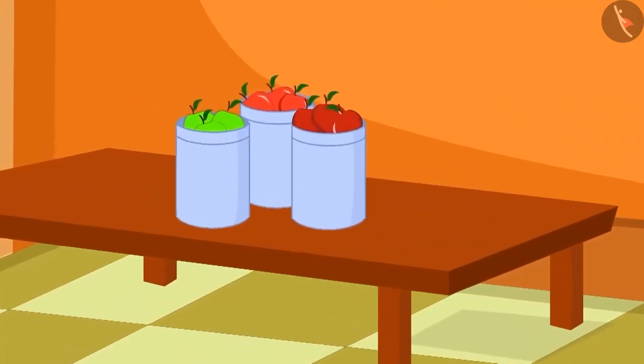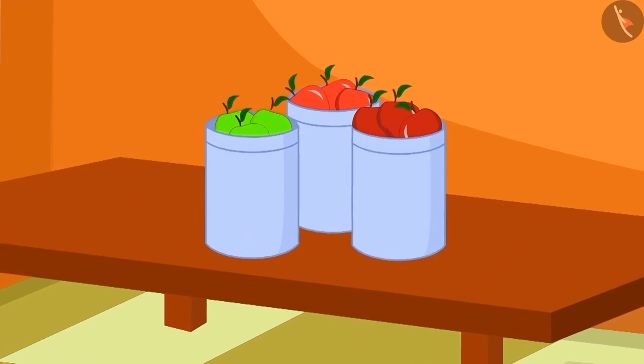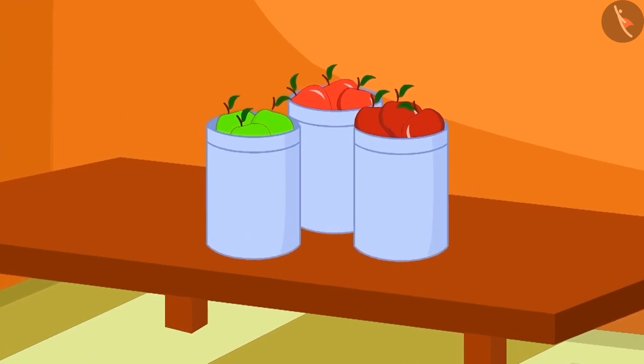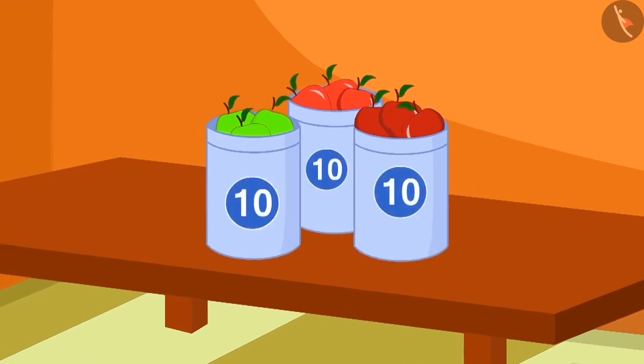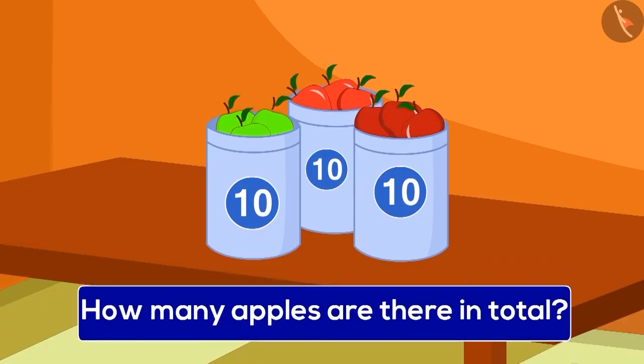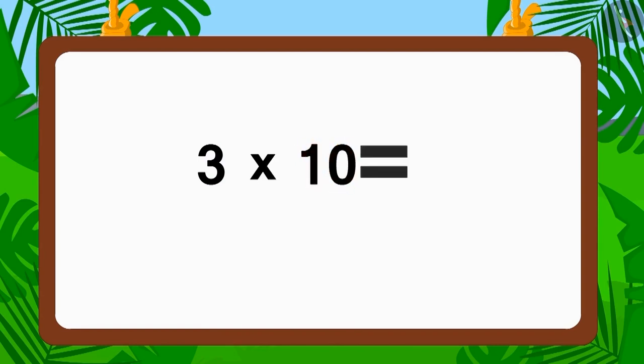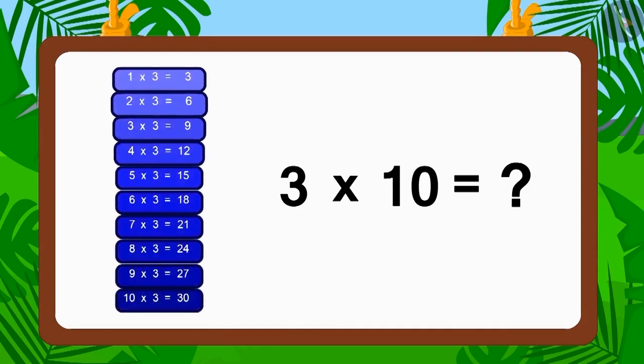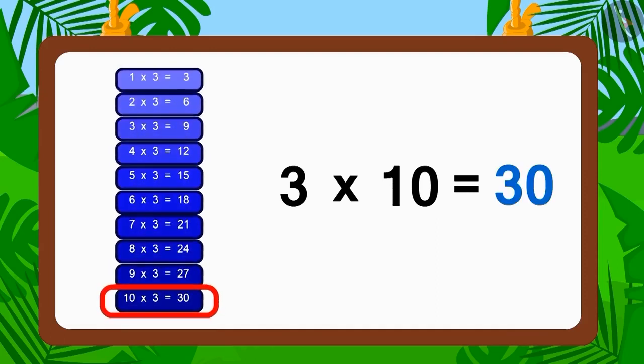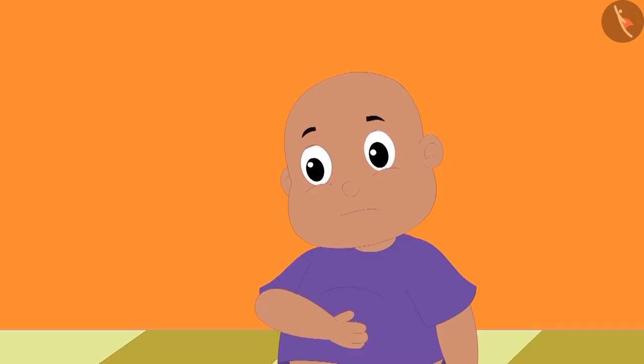As he walked in, he saw three boxes on the table, and in each box there were 10 apples. Can you tell how many apples were there in total? How will we write this by using multiplication? 3 multiplied by 10. Now, using the multiplication of 3, how many are these? 30.